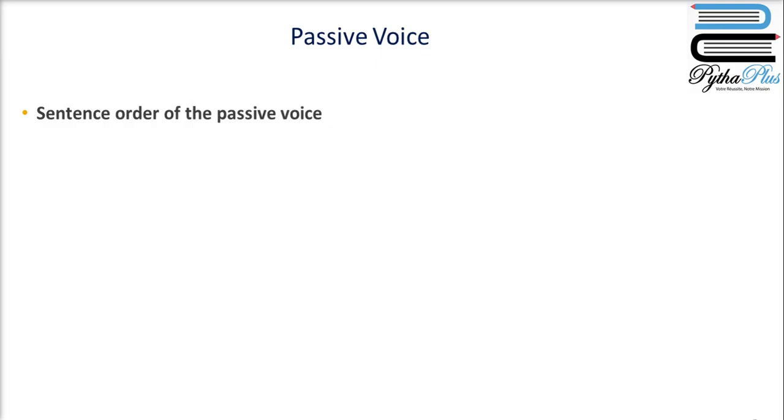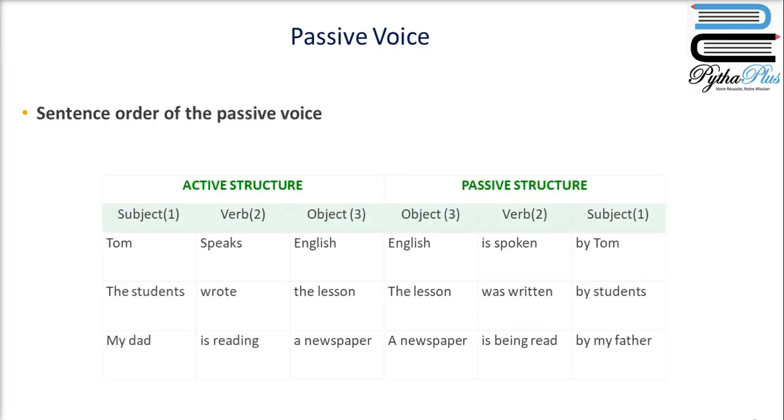Now let's learn how to construct this form. So we have the active structure and the passive structure in this table. If we compare both structures, we can notice that in the active structure we have the subject followed by the verb and then the object. So we have Tom speaks English. In the passive structure we have first the object, then the verb, and finally the subject. So we have English is spoken by Tom.